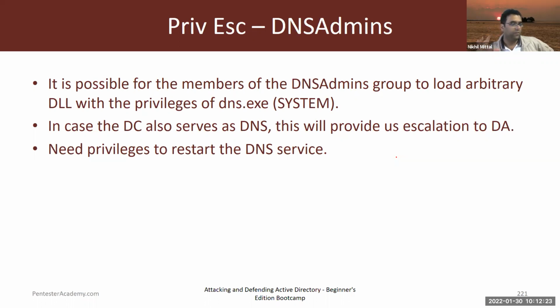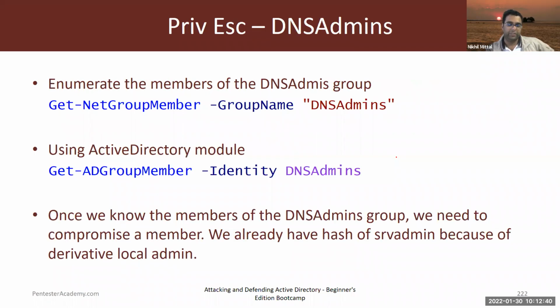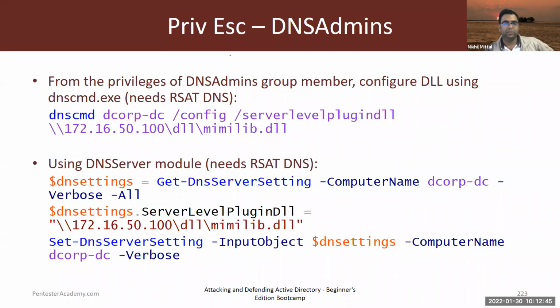Now, because a large number of organizations also use their domain controller as the DNS server, this provides us an escalation to DA. All right. How would you abuse it? If you have membership of the DNSAdmins group, then you can either use the dnscmd command or the DnsServer module to load a DLL. Both of the commands need RSAT DNS. mimilib.dll is one such DLL that you can use for POCs here.